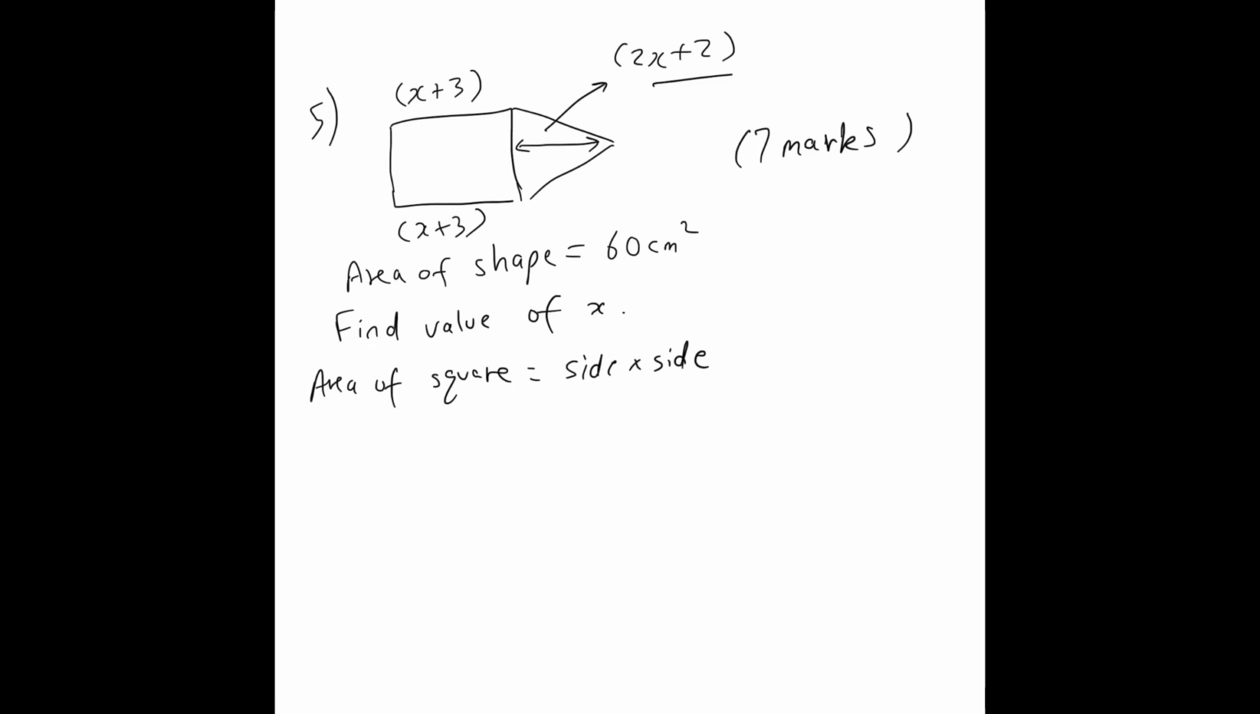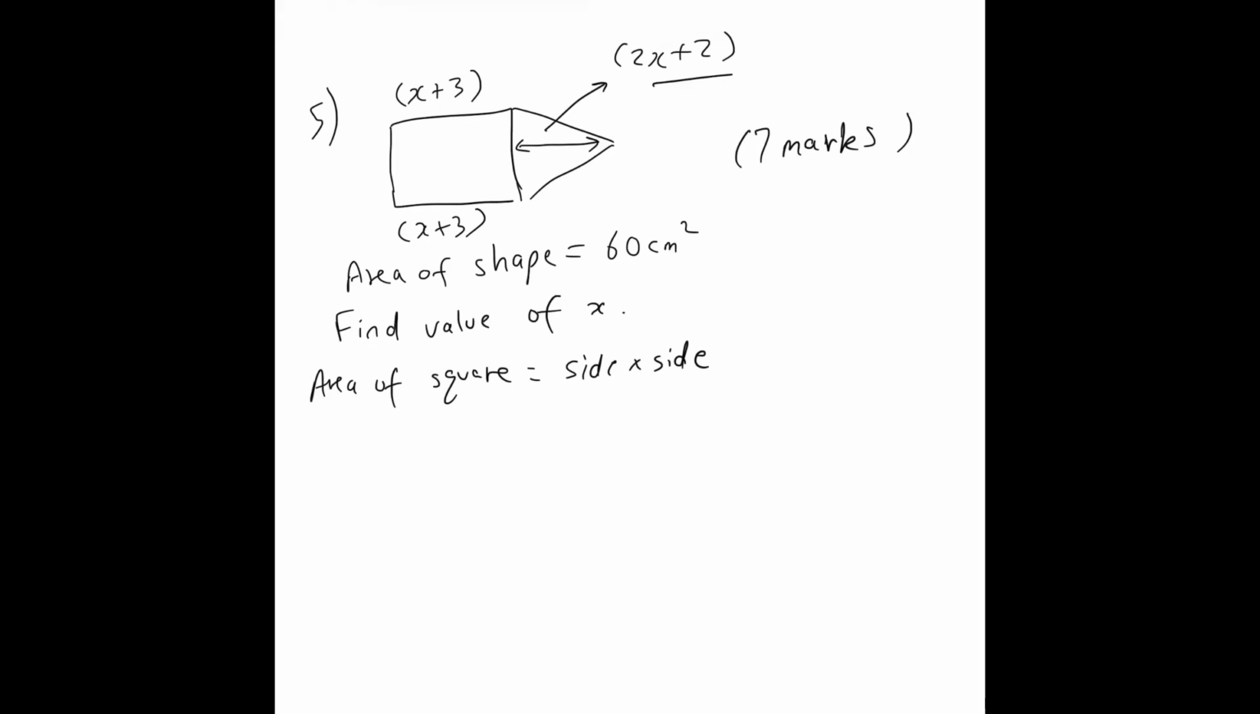Okay, so this question is a 7-marker question, and the question is stating that the shape on the right is made from a square and a triangle. The sides of the square are x plus 3 centimeters long, and the height of the triangle is 2x plus 2 centimeters. The area of the whole shape is 60 centimeters squared, and we have to find the value of x.